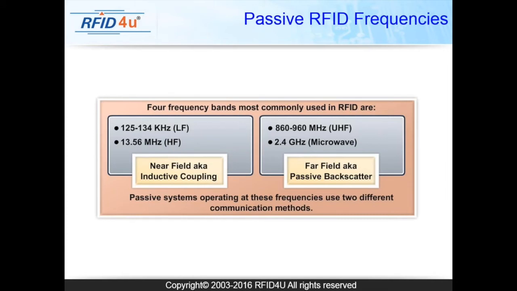Within RFID, we have two distinct ways in which the readers communicate with the tags. For low frequency and high frequency, we have what's called near field or inductive coupling. And for UHF and microwave, we have what's called far field or passive backscatter. We're going to talk about each of these independently.